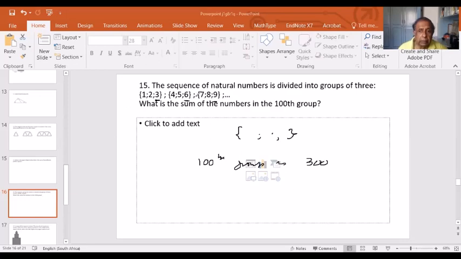3 times 1, 3 times 2, 3 times 3. So in the 100th one, you're going to have, so this is 300. But now the rest is easy. You can fill this 299, 298, but they are consecutive numbers. And then you want to add these 3 numbers. And that will be, sorry, it's 897.